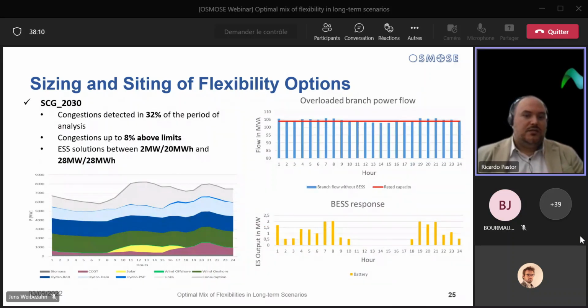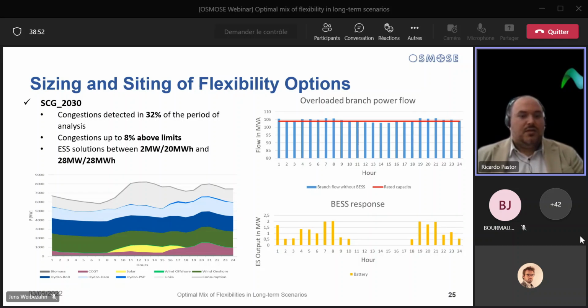So in terms of results for the scenario current goals 2030, the complete year was simulated, so 8,760 hours, and congested cases were identified and solved using energy storage. In terms of the congestion cases, they were detected in 32% of the time for this time horizon, and the power system presented significant levels of renewables penetrations. The congestions were up to 8% of the rated limits of the lines or transformers, and the energy storage solutions found were between 2 megawatt and 20 megawatt hour, up to 28 megawatt and 28 megawatt hour.